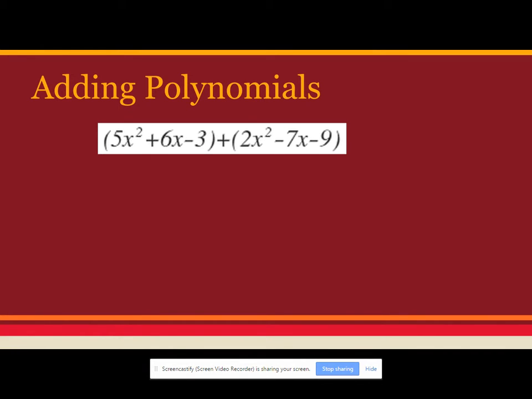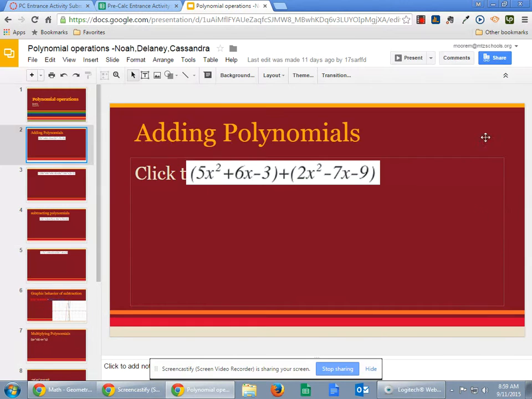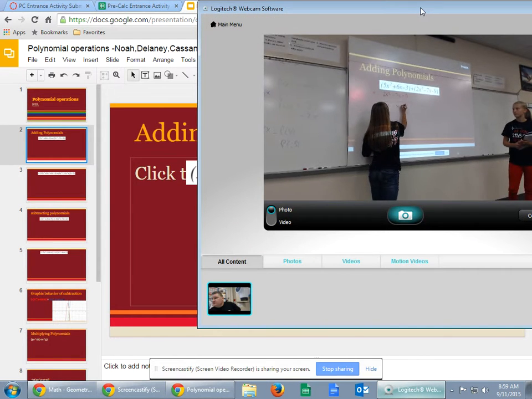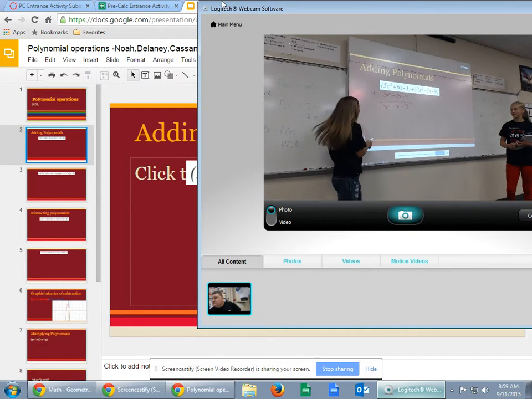For example, this is the equation, and you have to add the like terms. So it'd be easiest to line them up vertically. So I'm just going to go underneath this one. It'd be 2x squared minus 7x minus 9. And you can only add the like terms, so this would be 7x squared, and then you'd subtract that, so it would be negative x, and then minus 12 would be the only thing on that one.